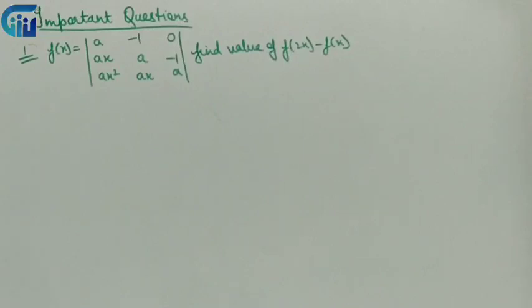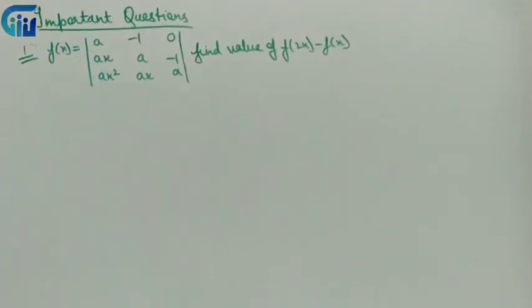So what we are supposed to do is we have to find the value of f(2x) minus f(x). Now f(x) is given and we have to find the value of f(2x) minus f(x). So first thing that I'll do is I will find the value of f(x). So I'll try to solve it in the form of determinant. Since f(x) is a determinant, I'll try to solve it by applying the properties that we have learned. So what do we observe in the first column? I can take a common.